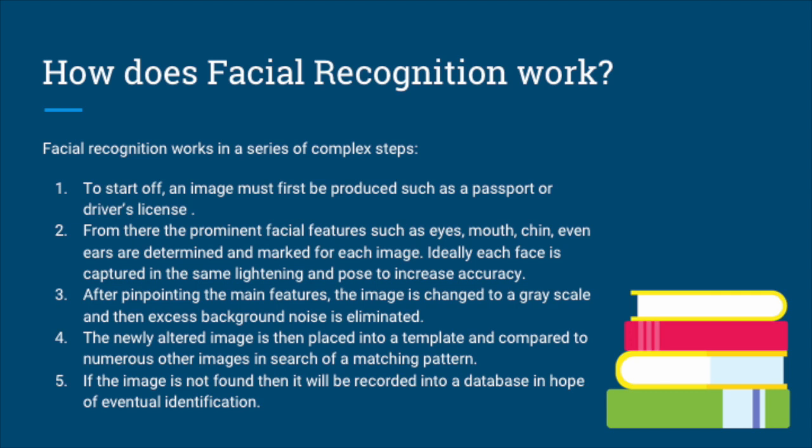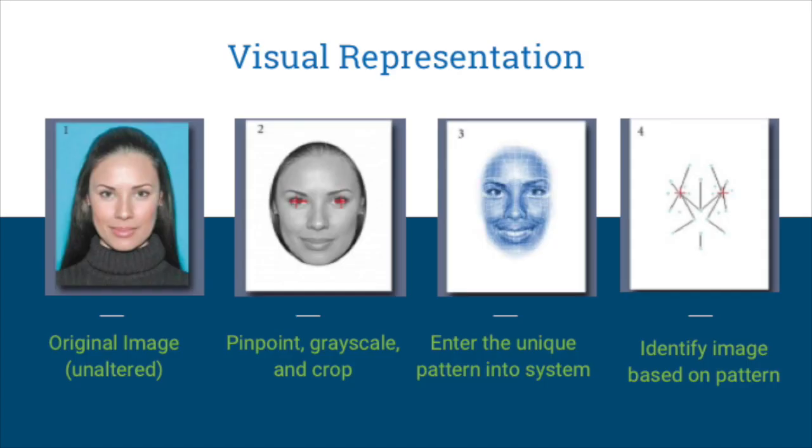After pinpointing the main features, the image is changed to a grayscale, and then excess background noise is eliminated. The newly altered image is then placed into a template and compared to numerous other images in search of a matching pattern. If the image is not found, then it will be recorded into a database in hope of eventual identification.